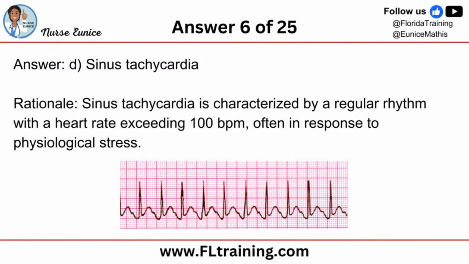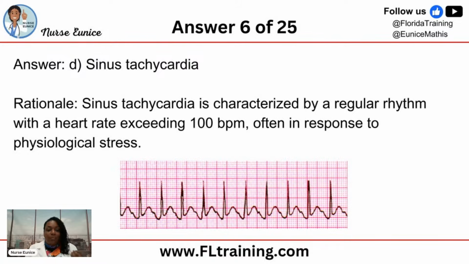And now I want you all to tell me the rate. Remember, this is a 6-second strip. So I need you to count the QRS complexes and then multiply that number by 10. What would be the rate? And you can't really see the P waves because the heart rate's going so fast, we can't see the P waves on the monitor. Okay, so the correct answer is D while you're telling me what the heart rate is. Sinus tachycardia is characterized by a regular rhythm, which means that all of your complexes march out, with the heart rate exceeding 100 beats per minute, often in response to physiological stress.